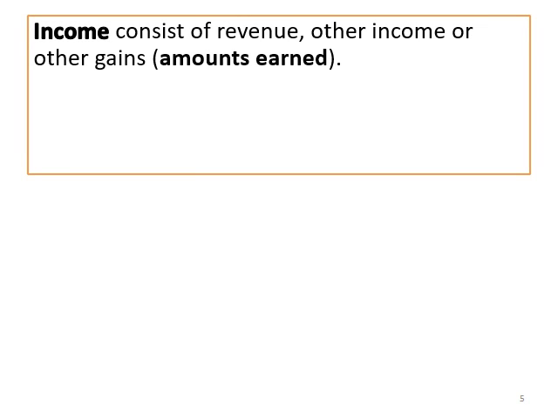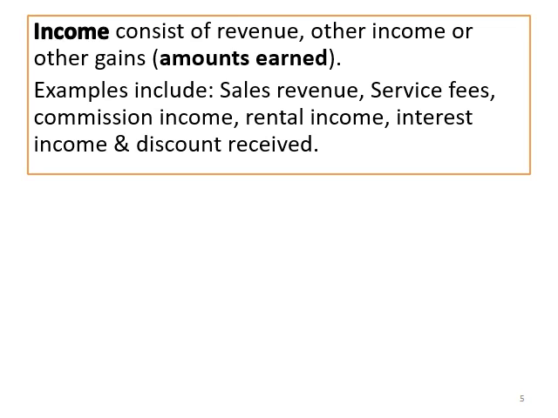Income consists of revenue, other income, or other gains. They are actually amounts earned by a business. Examples include sales revenue, service fees, commission income, rental income, interest income, and discounts received.